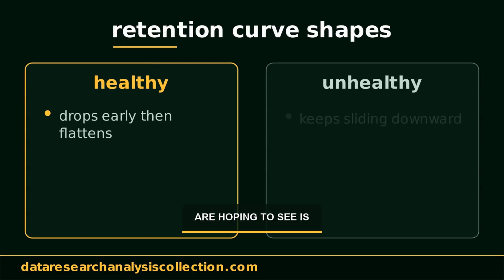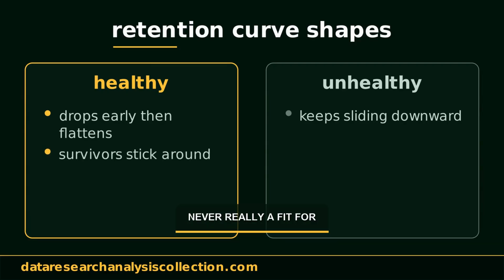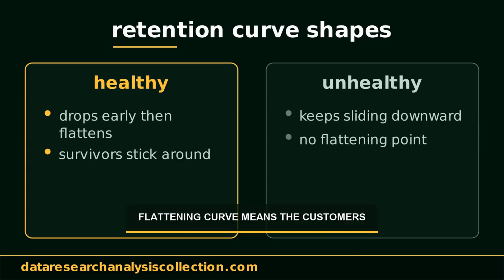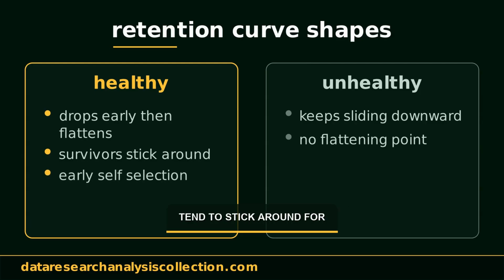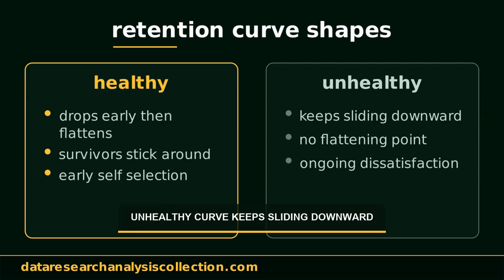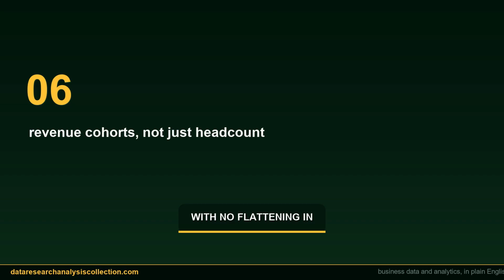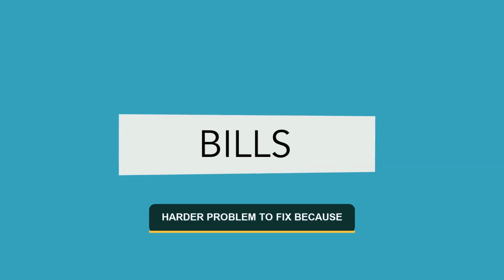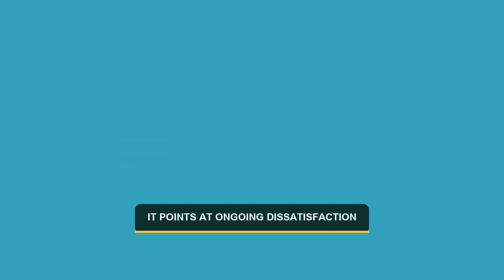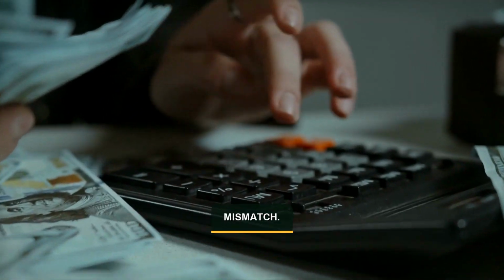What healthy and unhealthy curves look like. The shape you are hoping to see is a curve that drops for the first month or two, as the people who were never really a fit for your product self-select out, and then flattens. A flattening curve means the customers who survive the early period tend to stick around for a long time, which is a genuinely strong sign. An unhealthy curve keeps sliding downward with no flattening in sight, month after month, which tells you people are leaving throughout the whole relationship, not just in an early shakeout period. And that is a much harder problem to fix because it points at ongoing dissatisfaction rather than a one-time mismatch.